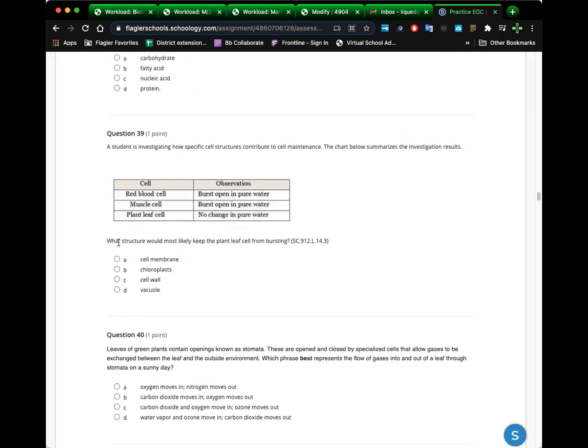All right, cell transportation. What structure prevents a plant cell from bursting? So, you know, also osmosis, water moves into the cell. Animal cells will burst because they don't have protection. Plant cells have a cell wall that protects them from bursting.